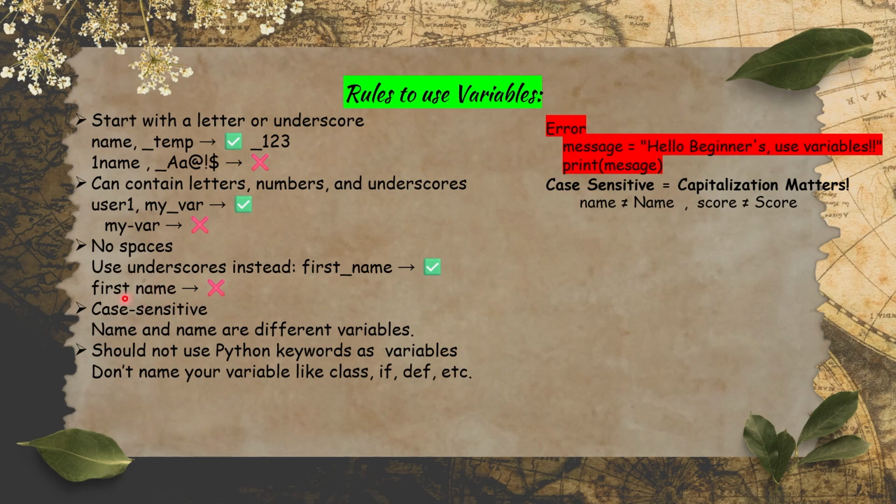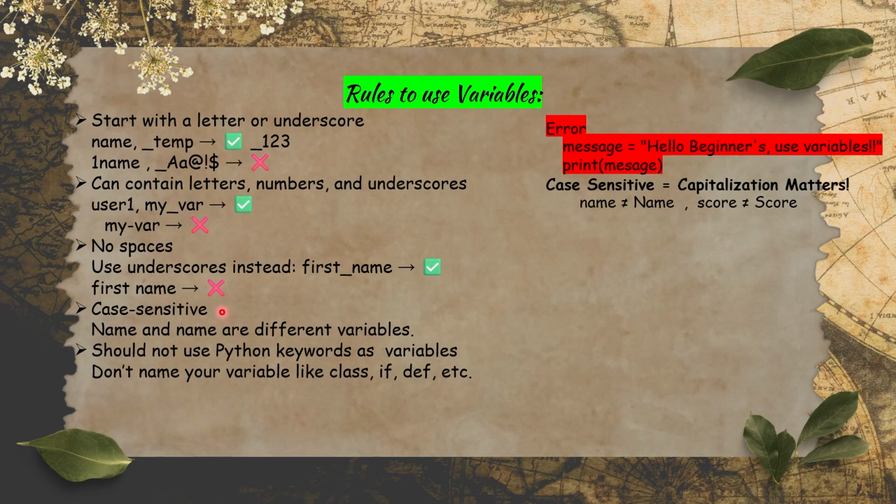Whereas this is completely wrong: first space name. It will be treated differently, and only first will be considered as the variable name. So whenever you provide the variable name as first space name, it is wrong. And the last rule, sorry, not the last rule.